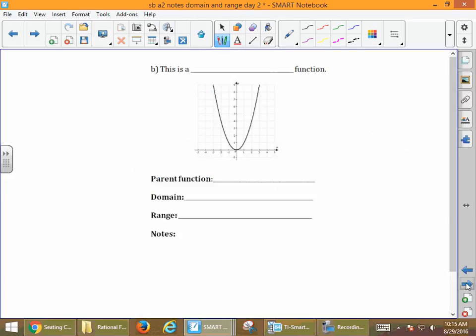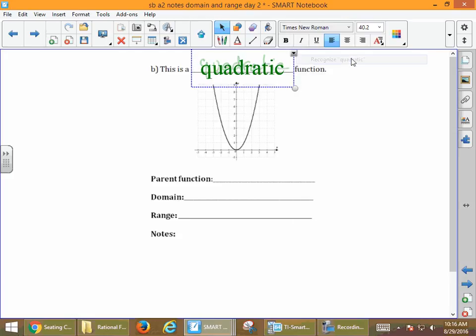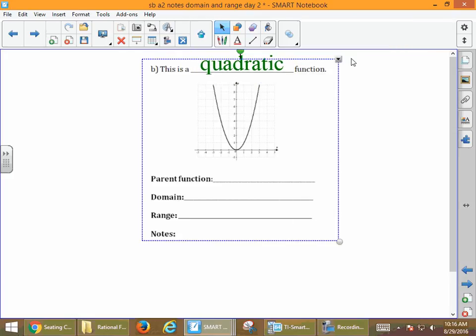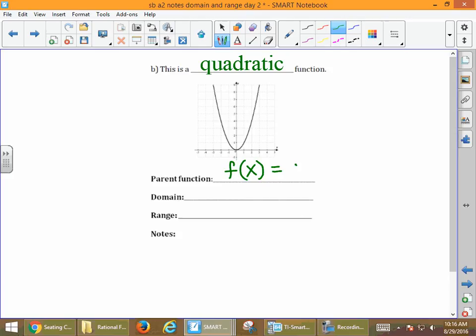We also saw a picture like this in our previous notes. This is called a quadratic function. And we have graphed here the most basic of quadratic functions. We could write it in function notation as f of x equals x squared.